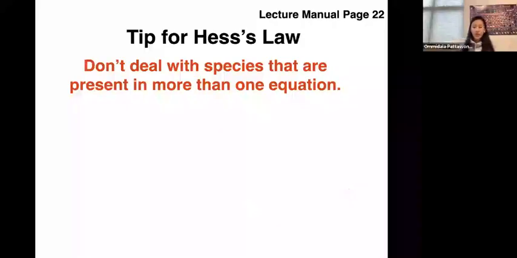All right, so a tip for Hess's law, as I already mentioned: don't deal with species that are present in more than one equation. That's something that you have to tell yourself, because if you start with the species that appear in more than one equation, you are going to spend hours and hours trying to figure it out, and you will not be able to figure it out. That's going to affect your exam time as well.